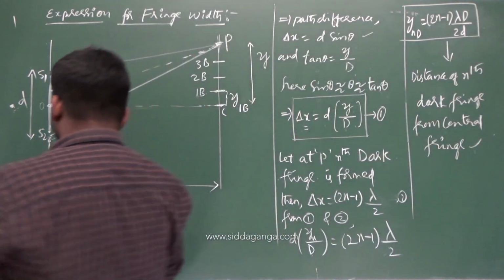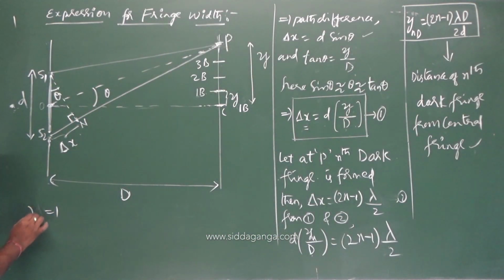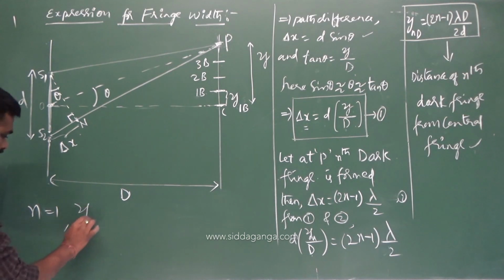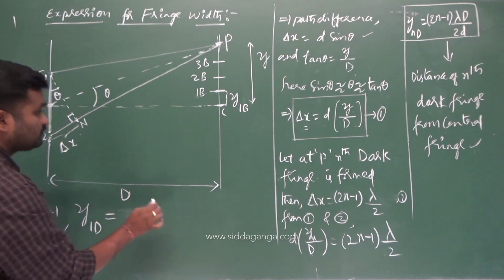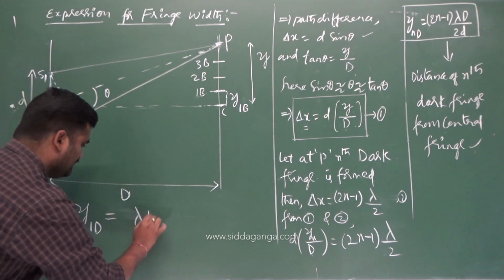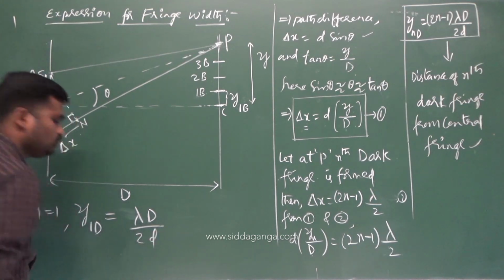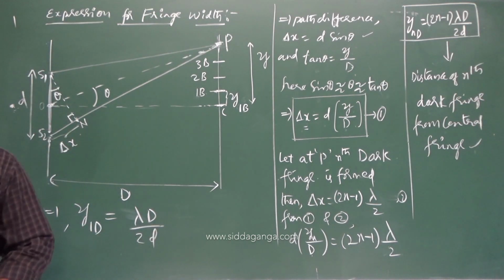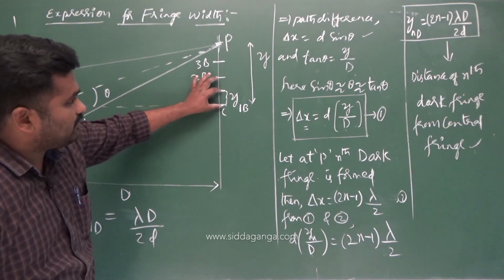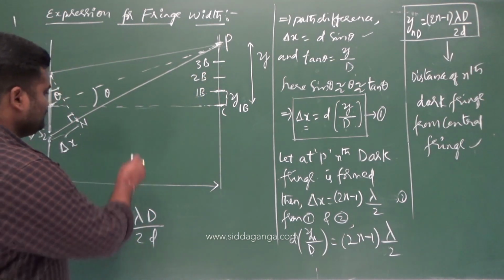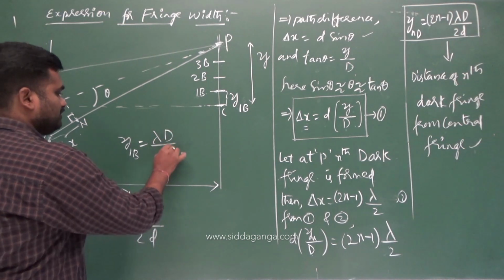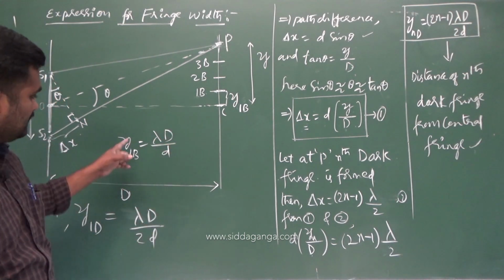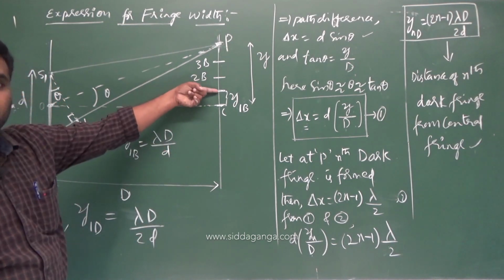If you substitute n equals 1, the distance of the first dark fringe y1 is 2n minus 1, which is 1, so it is lambda D by 2d. The distance of the first bright fringe, which we got earlier, was lambda D by d. This is the distance of the first bright fringe from the central fringe.